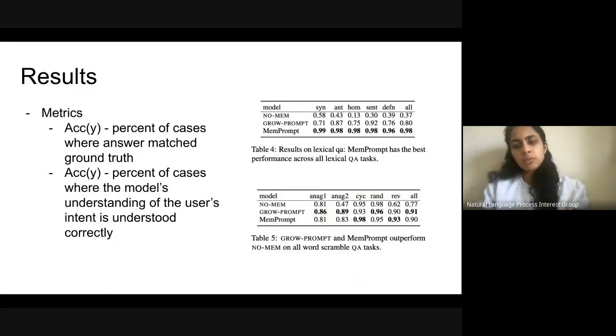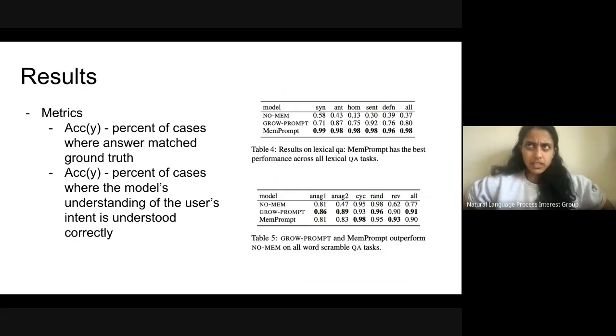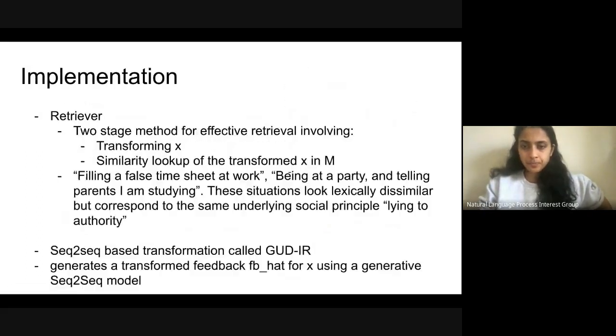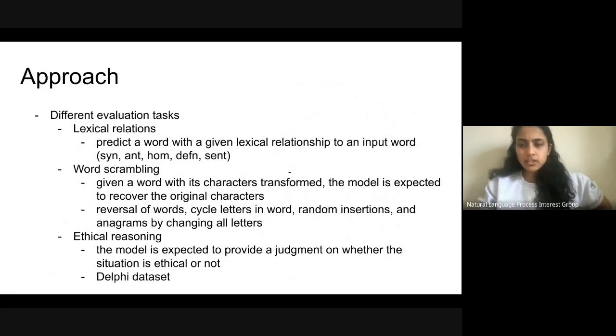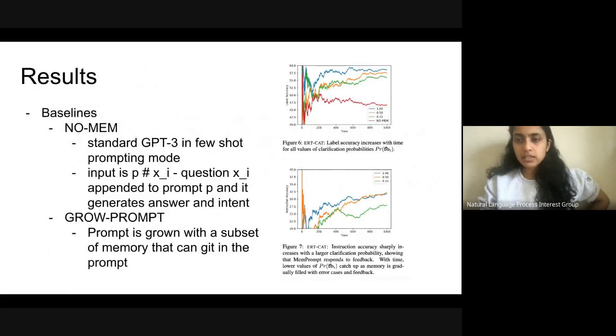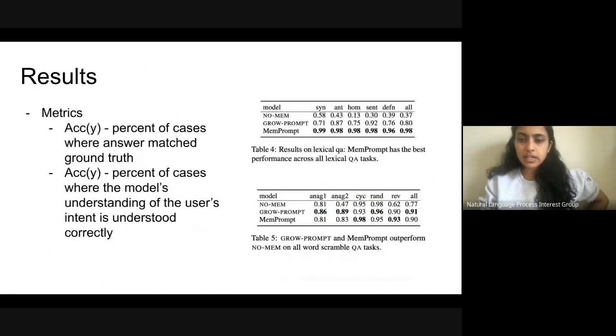And it uses these two metrics, accuracy of Y, the percent of cases where the answer matched the ground truth. And it's able to use accuracy because all of the 4 tasks that are mentioned are essentially classification, right? So if it's the lexical relations, it's classifying into 5 different groups. Word scrambling, similarly, there's these different options. And ethical reasoning is pretty much, is it ethical or not? So it's a pretty simple evaluation task, not really generating text or anything. So they just do the accuracy of Y.